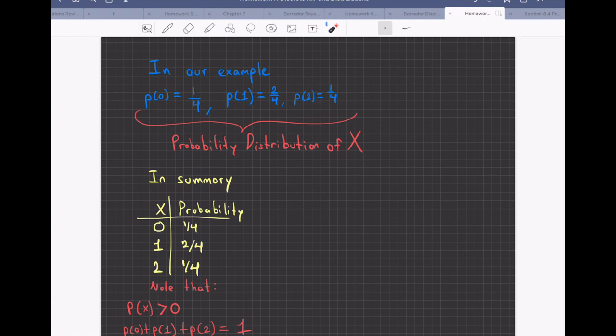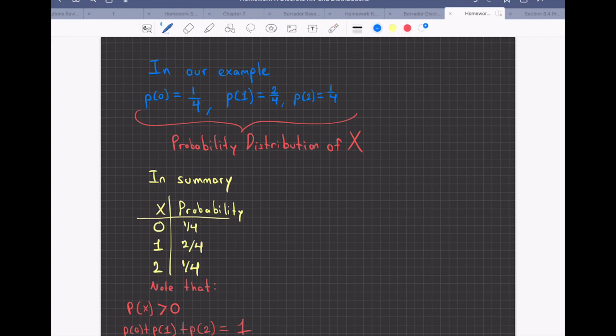These are properties of probability distributions for random variables. And these properties are going to be important later to identify that we have a probability distribution. I mean, these two properties.